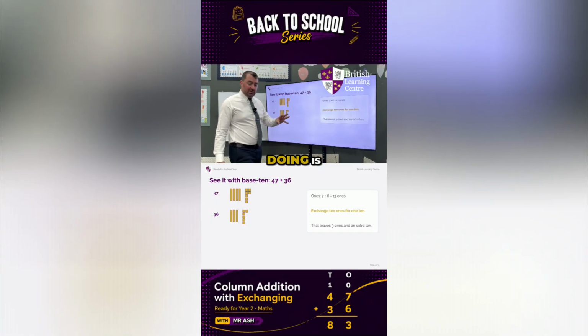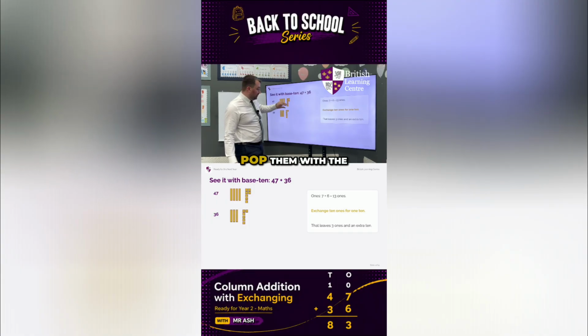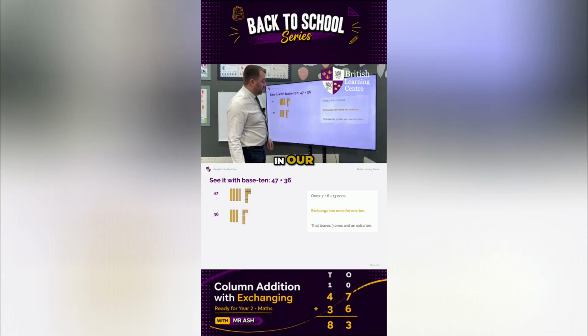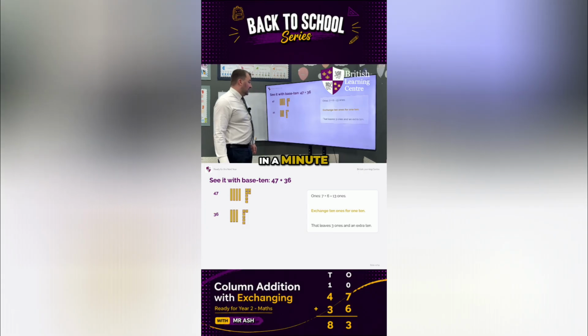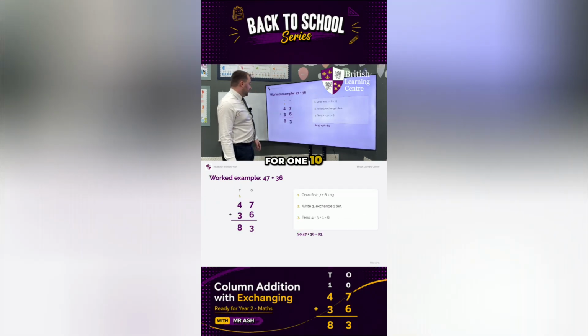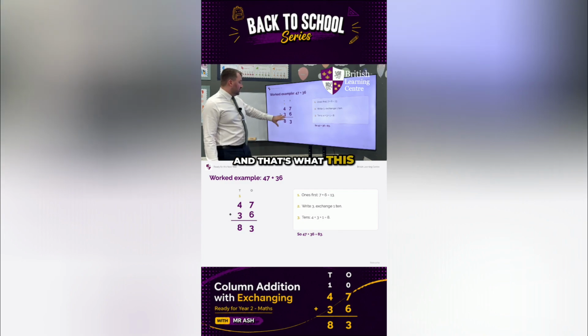And what we're basically doing is working with the ones here. How many more? We can take 3 ones, pop them with the 7 and make another 10. That's basically what we're talking about, and that's where the little 1 comes in, which we'll have a look at in our written method in a minute. So 7 and 6, 13, exchange the 10 ones for 1 ten, leaves 3 over. And that's what this looks like here.